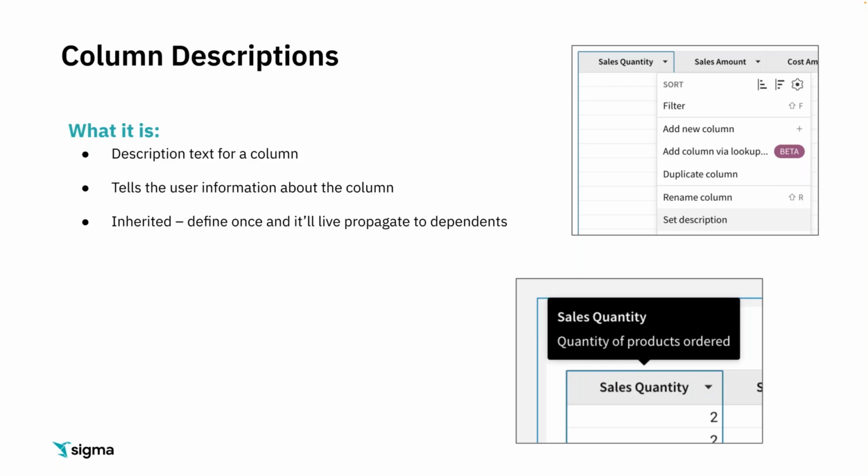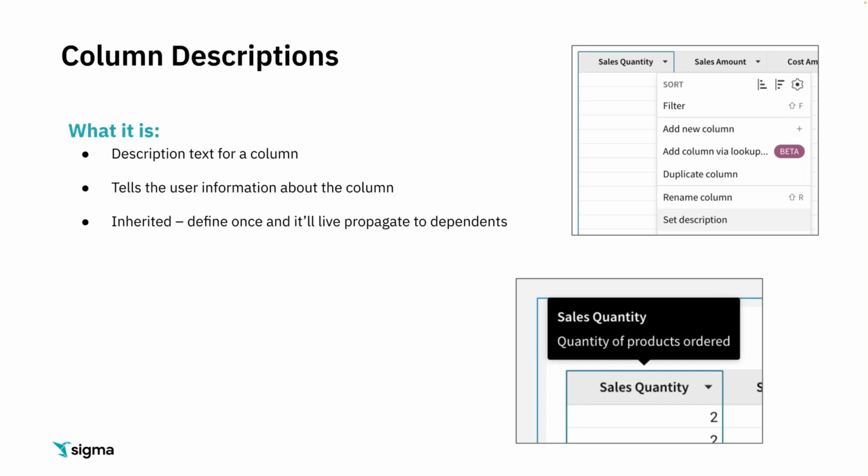This one is pretty self-explanatory. It is a description on a column. Simple feature, but incredibly useful because it will tell you information like what this column is all about. This is something that I've been waiting for myself for a lot of the usage dashboards that I build that go into the product.